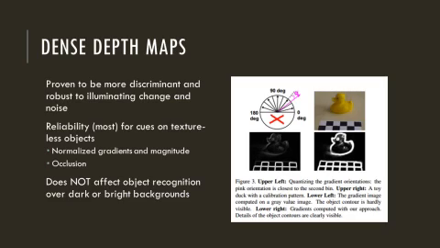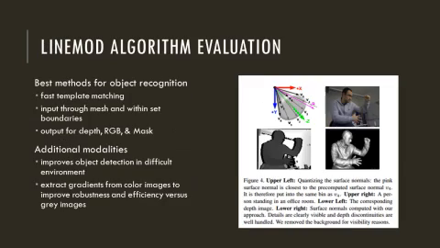In terms of reliability, it's the most reliable for cues on textureless objects. It has normalized gradients and magnitudes and occlusions as well. It does not affect object recognition over dark or bright manners. And the evaluation of the LINE-MOD algorithm is that it is one of the best methods for generic rigid object recognition and proceeds using very fast template matching.